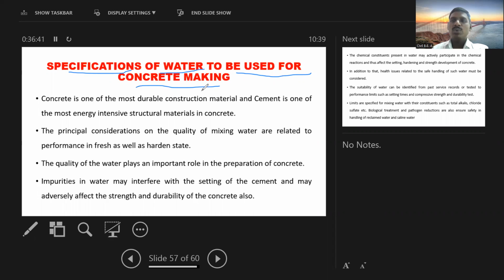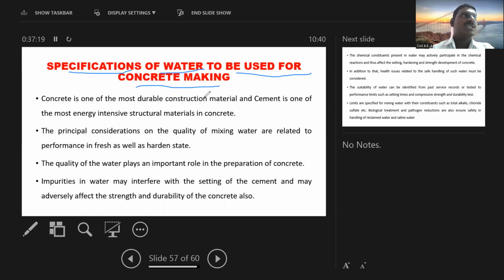No, we cannot use the water which is wastewater. We have to use water which is maybe potable, drinkable water, we can use. But some standards are given for that water also. So how much pH value of that water is required, how much turbidity, how much chloride content, how much sulfate content is also required in that water. That we have to study also.